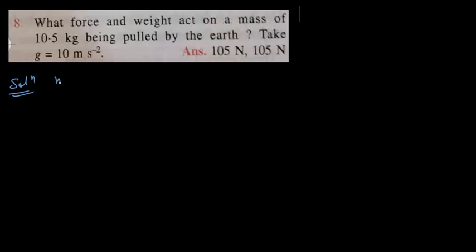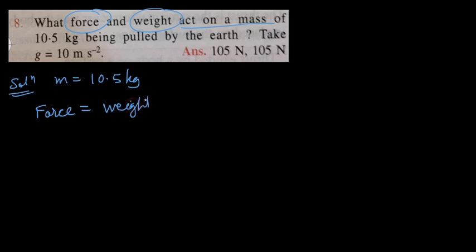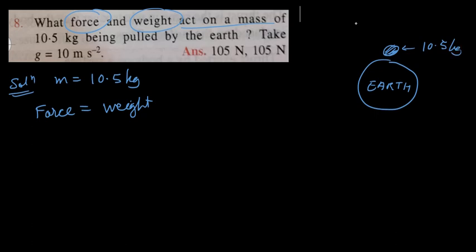So in this question now we have the mass as 10.5 kilogram, and they are asking us to calculate the force and the weight which acts on the mass. So ideally, the force and the weight mean the same. So this is Earth and this is a body. In this case this is like 10.5 kilograms. Now this body is pulled towards the Earth with a force.